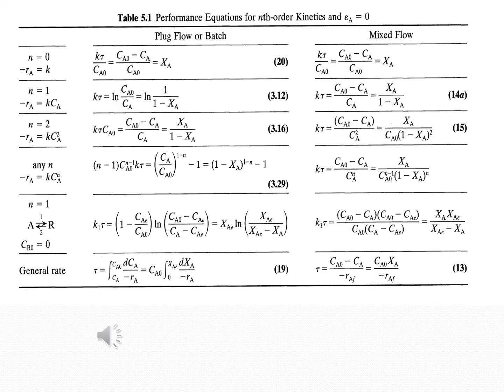So in this slide you see that we have table 5.1 from your textbook, and this slide shows you the performance equations of nth order kinetics, where the volume expansion factor is 0. We have 3 columns and multiple rows here, and in the first column you are given the order and the k values, like the rate of the reaction.